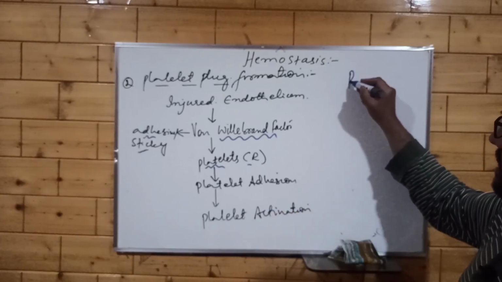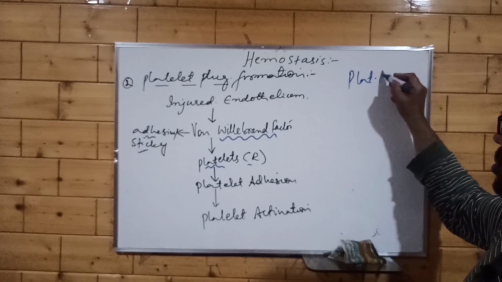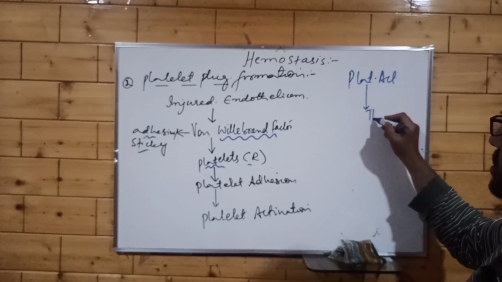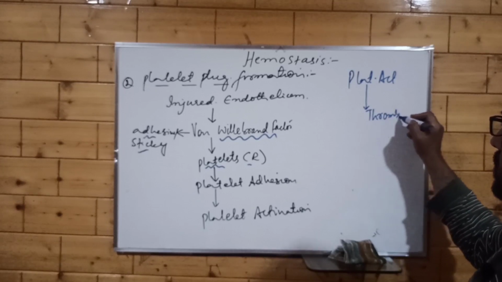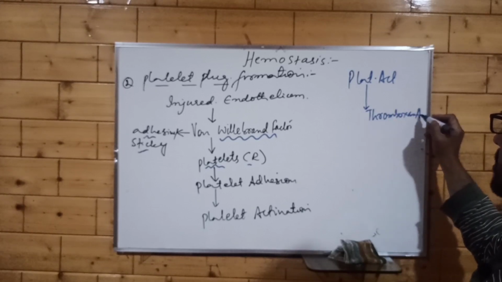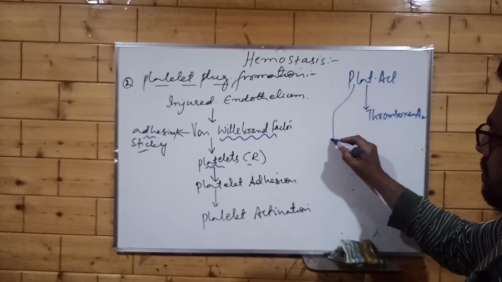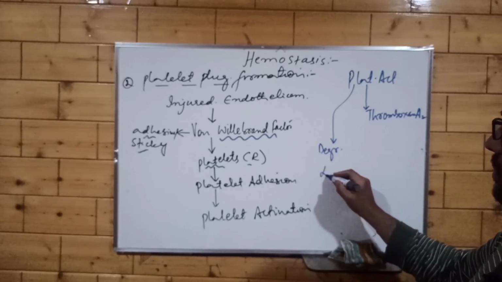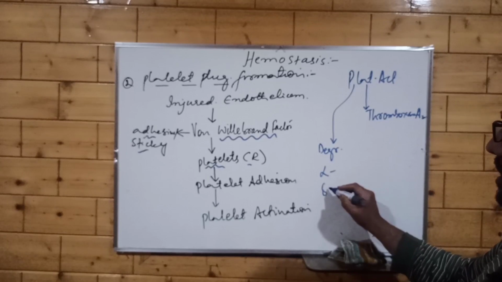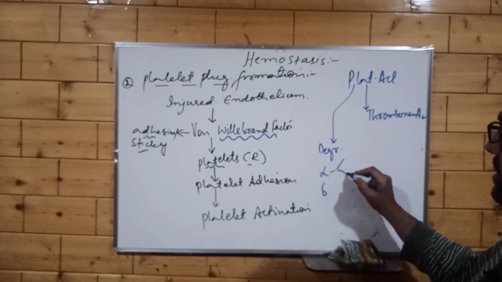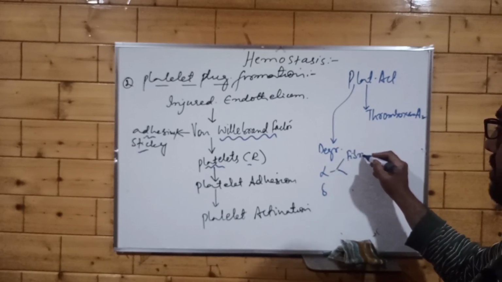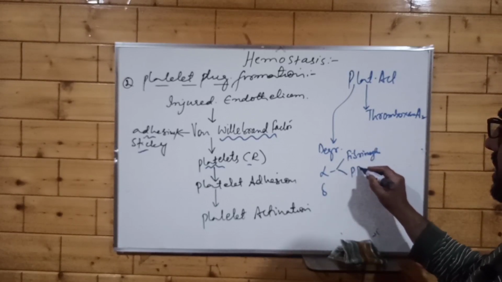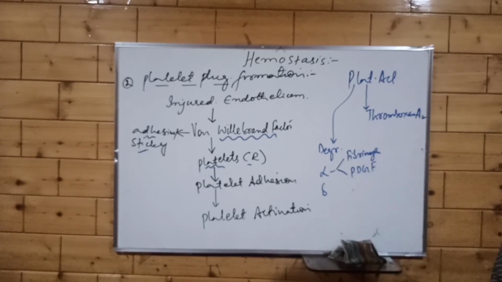Now this platelet activation has two aspects. Number one, I did mention, is the release of thromboxane A2. I'm repeating the things. Number two, an important aspect is degranulation: there are alpha granules and there are delta granules. Alpha granules contain fibrinogen, I mentioned the role, and number two is PDGF, platelet derived growth factor.